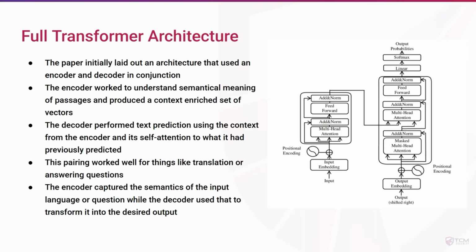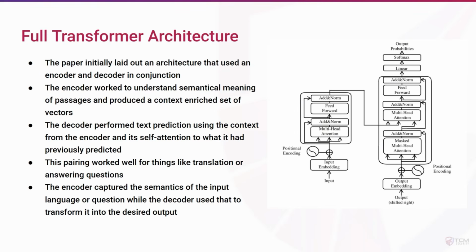And then the decoder itself performed text prediction, and when it's working in the full transformer architecture, it would use the context that's provided by the encoder and its own self-attention to what it's previously predicted to predict a next word. This pairing worked really well for things like translation from one language to another, where the encoder could capture the semantic meaning of that language representation without being tied to a specific language. And then the decoder could use that and its own attention to pick up on the nuances of the language that it was translating to.